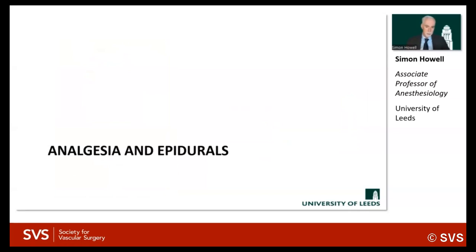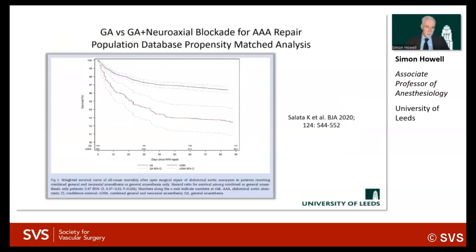Analgesia and epidurals. In the ERAS guideline for aortic surgery, we have come down clearly in favour of the use of epidurals, and there is evidence from a number of large studies that a combination of general and epidural anaesthesia potentially yields better outcomes than general anaesthesia alone. But I would absolutely accept that the signal is not unambiguous, and that there are also studies that are not consistent with this claim.